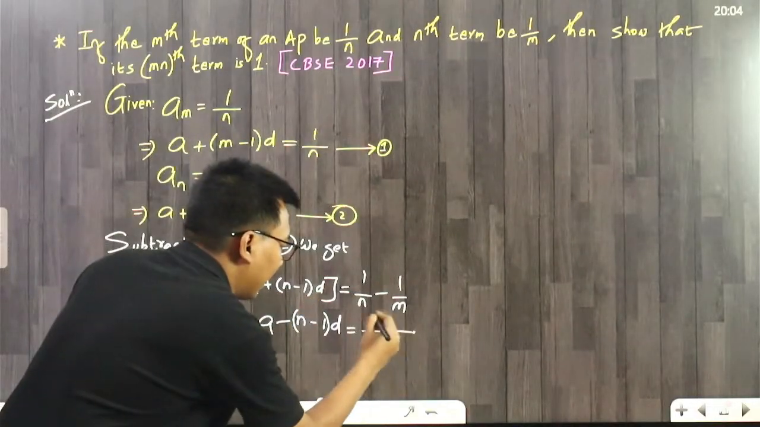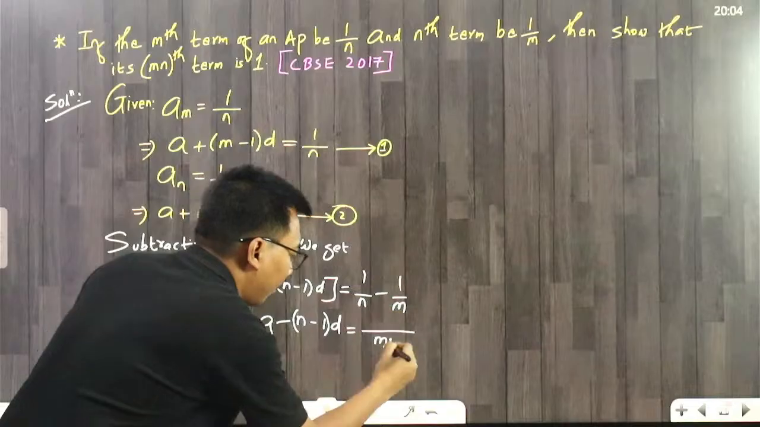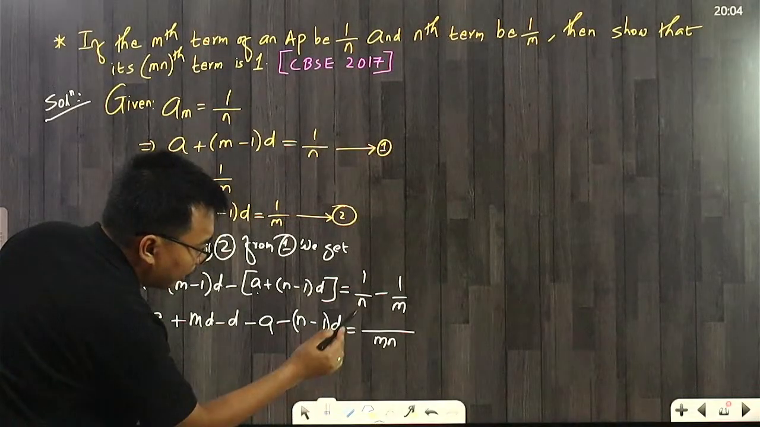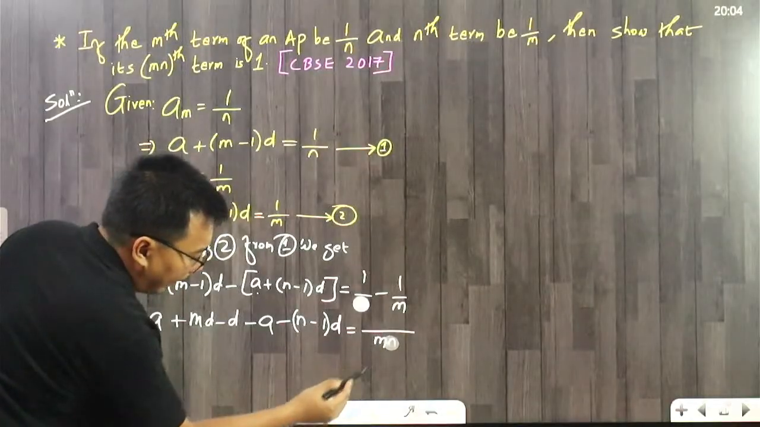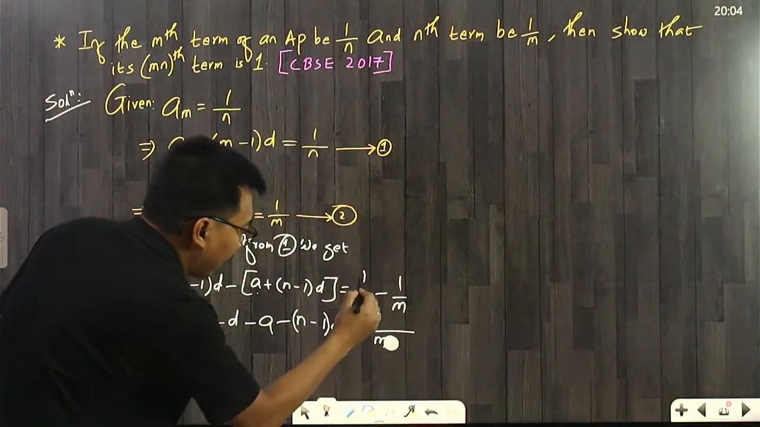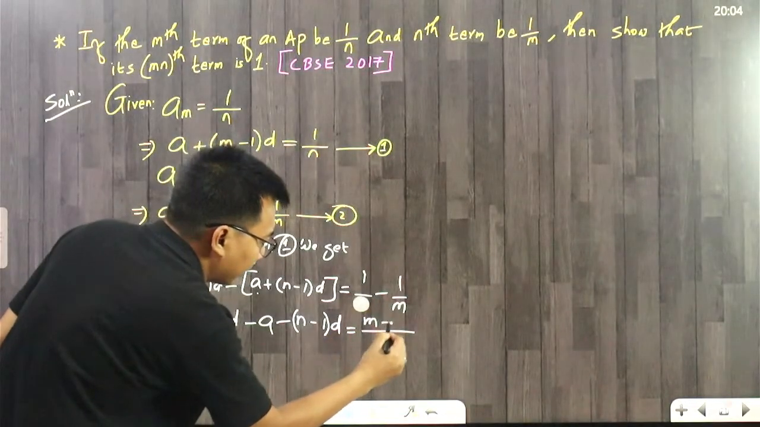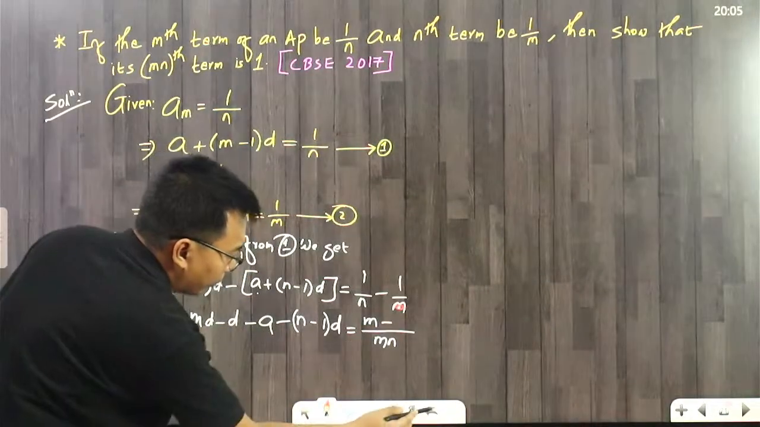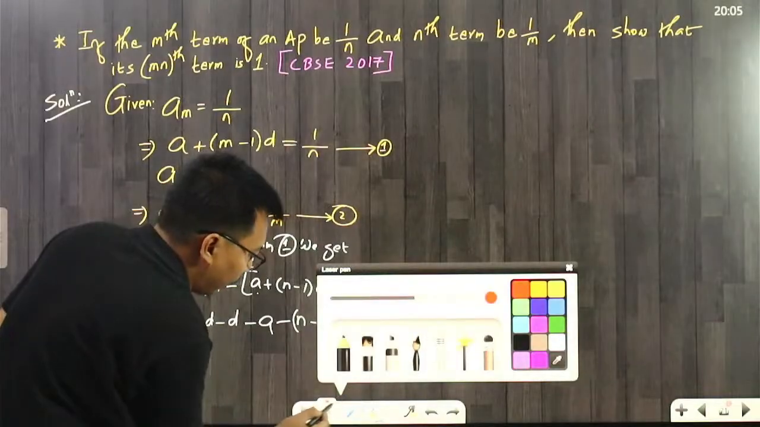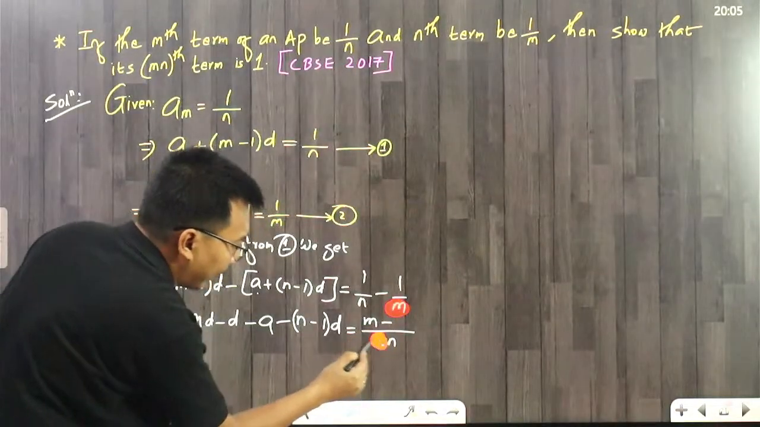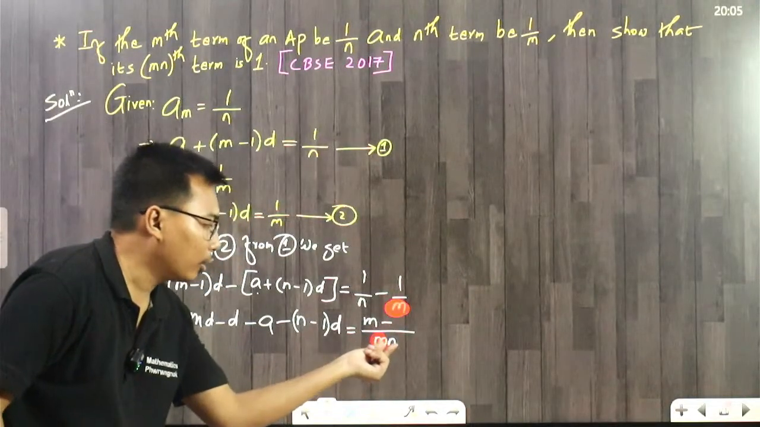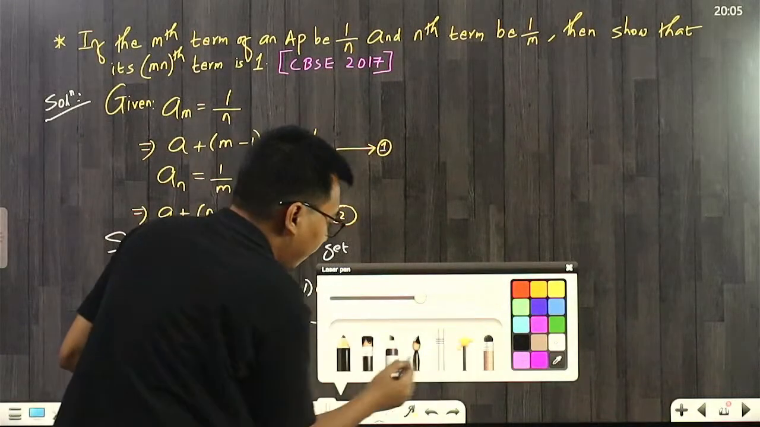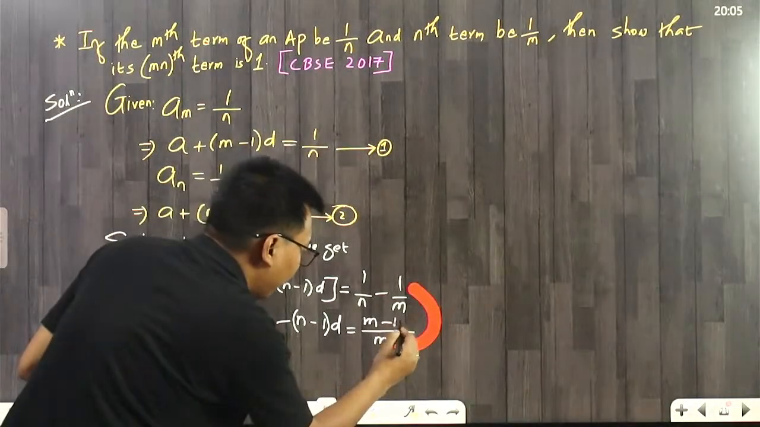Here we'll take LCM. n into m, we'll get mn. Now see here, this n and n will cancel each other. We'll get m here. Then minus. Now this m and this m will cancel each other. What will remain? n. So n into 1 will be n, right? So m minus n.